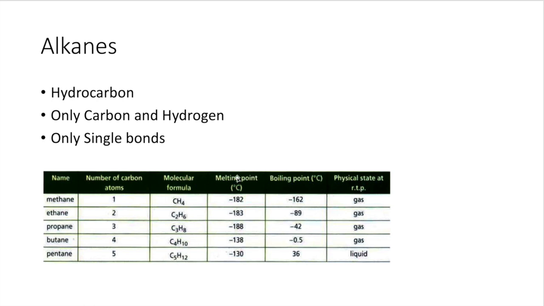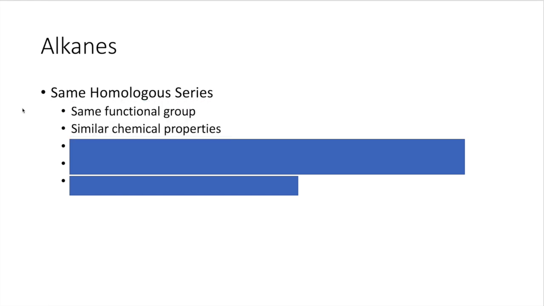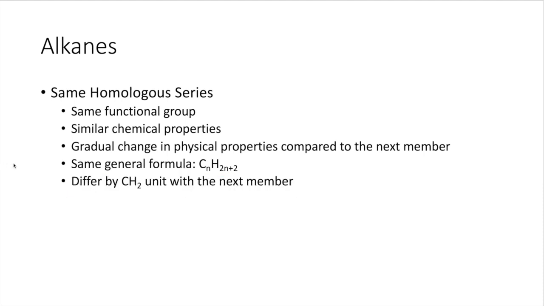So below is a table of several very common alkanes, and they are all in the same homologous series because of these properties. They all have the same functional group or the lack thereof because they all have the same structure, all having single covalent bonds. They participate in similar chemical reactions, therefore they have similar chemical properties, and showing gradual change going down the list of their physical properties. They also have the same general formula and differ with the next member by a CH2 unit.